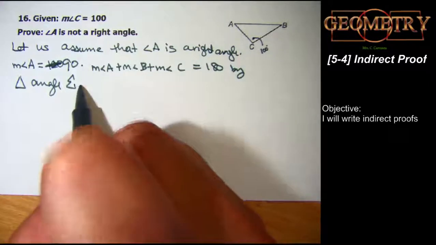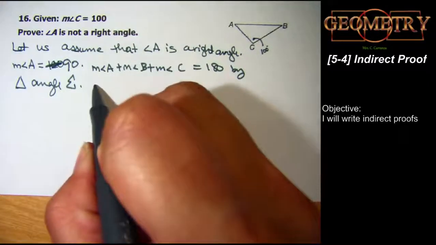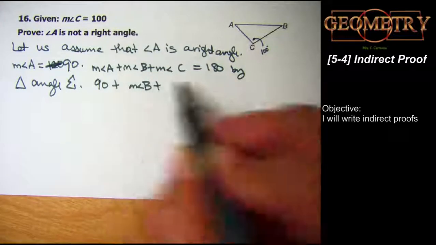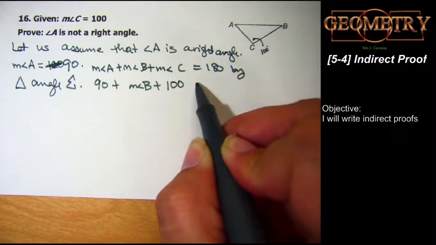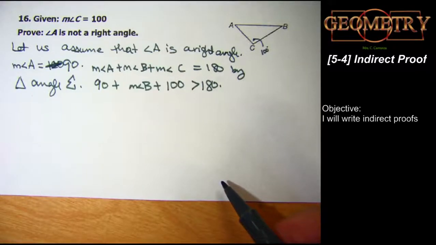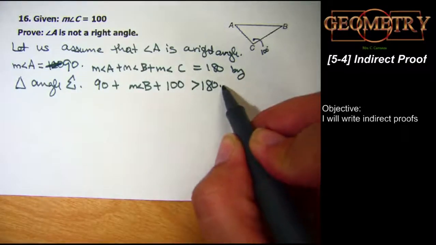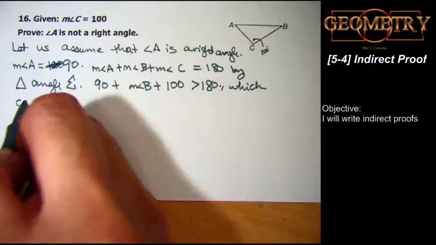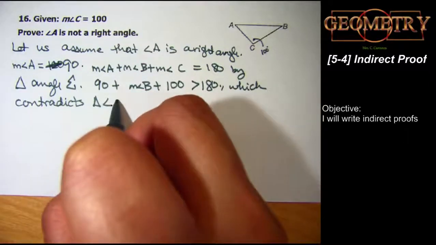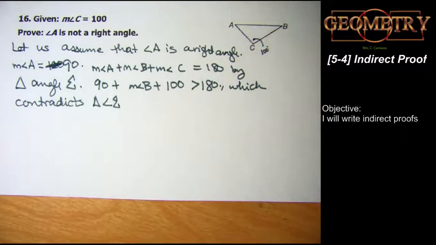Okay, so by the triangle angle sum, if I add them all up, I get 180. Okay, 90 plus the measure of angle B plus 100 is going to be bigger than 180. Contradiction. Which contradicts the triangle angle sum. Again, I wrote a symbol for angle because I was too lazy to write the word. If the symbols freak you out, write the word. I'm lazy.